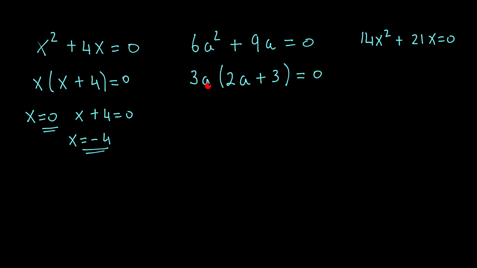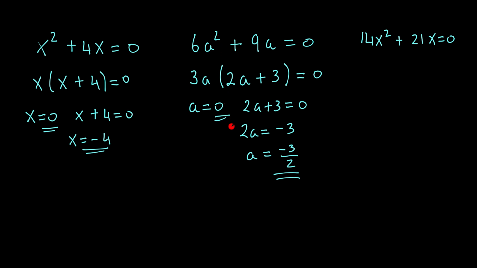Now, in order to solve this one, once again, there's two possibilities. So a is equal to 0, because 0 times any number will give me 0, or 2a plus 3 is equal to 0. Now solve this. That means 2a is equal to minus 3, so then a is equal to minus 3 over 2. And these are the two solutions for this quadratic equation.